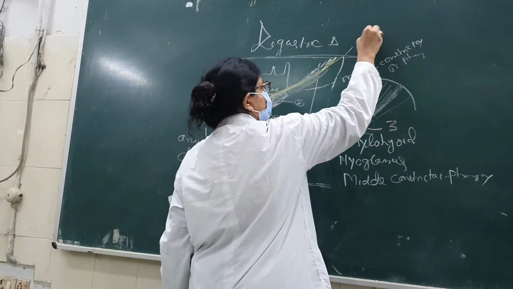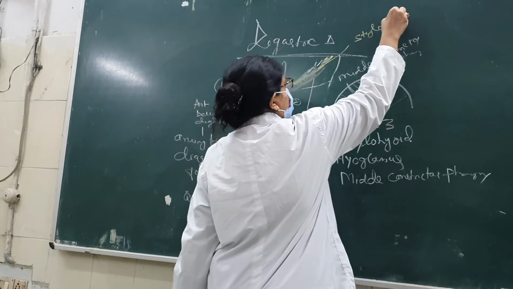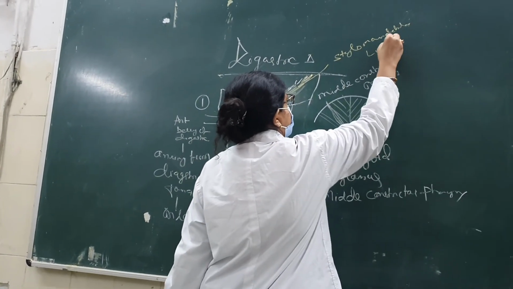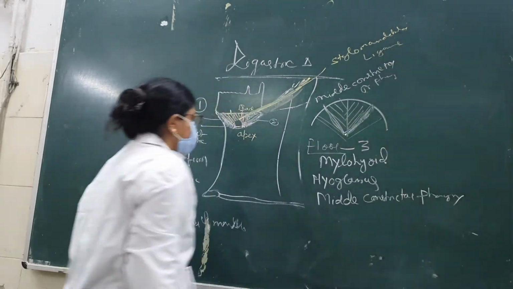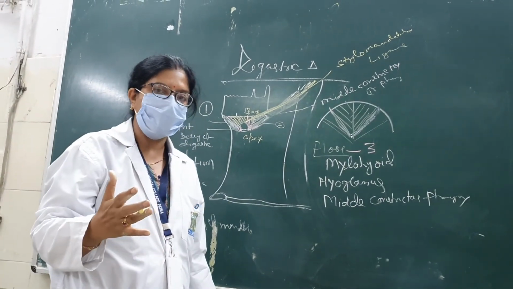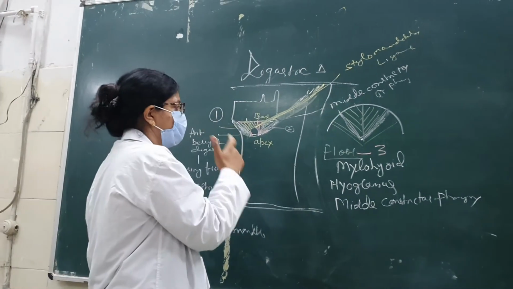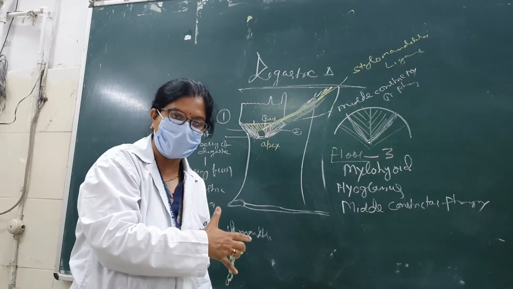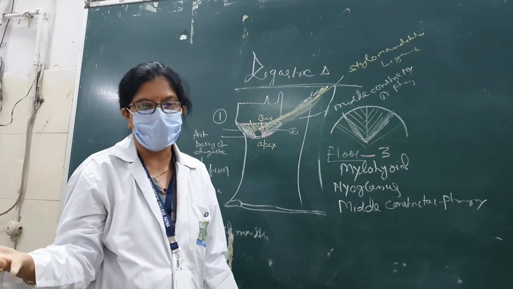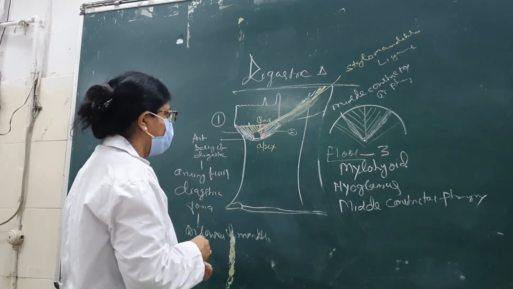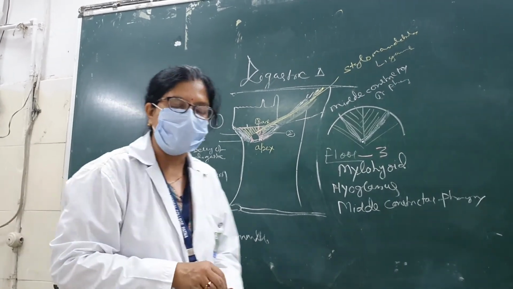This is your stylomandibular ligament. So why is this important? Because this is separating what I have told you in the last class. This stylomandibular ligament will separate anteriorly the submandibular gland and posteriorly there is the parotid gland. So why is this important? We will learn because of the contents.